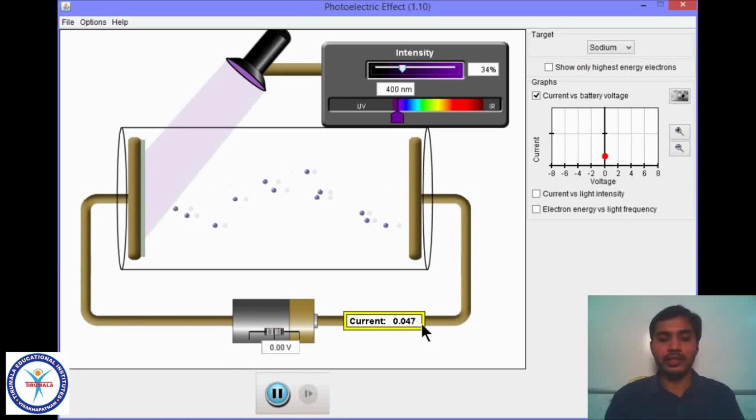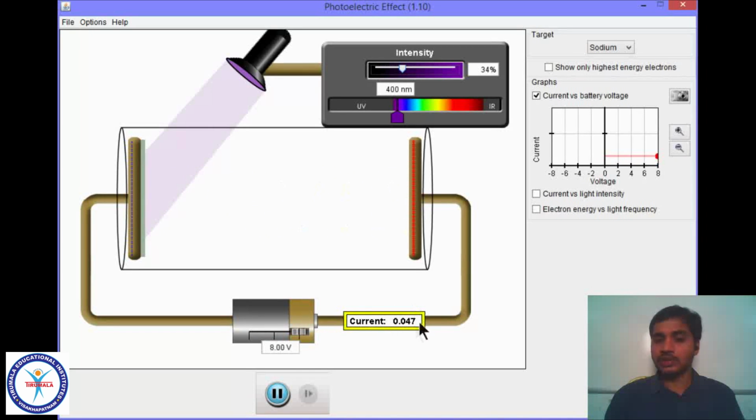Okay, now let's see what happens if I change the voltage of this battery. If I make it more positive, what is going to happen? If I increase the voltage of this battery, you can see that the electrons are now moving faster. The voltage is now 3.2 volts. I'll increase it further and further, and I've made it 8 volts. When I made it 8 volts, the electrons are moving very fast, but there is one very important thing which you should notice here, which is that the current has not changed.